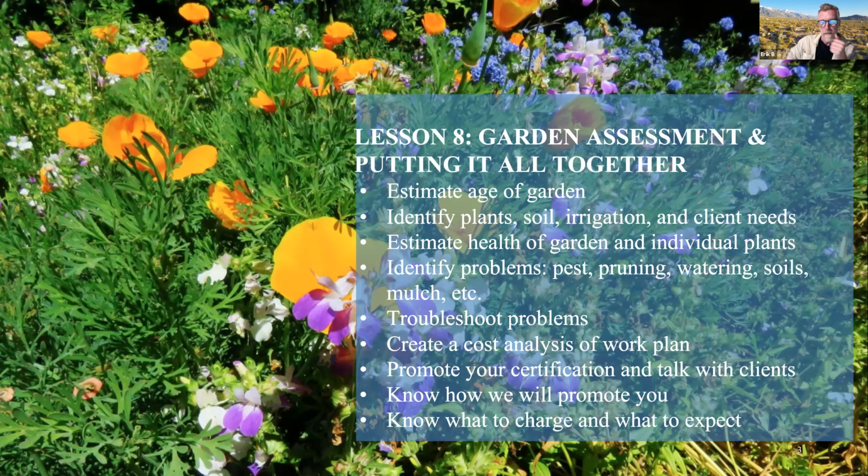So we're going to go through putting it all together. Estimate the age of the garden, identify plants, soil, irrigation, client needs. It's really about going through a client's garden. Estimate health of garden and individual plants, identify problems, pests, pruning, watering, soils, mulch, etc. Troubleshoot problems, create a cost analysis and a work plan, promote your certification, talk with clients, know how we will promote you, and know what to charge and what to expect.